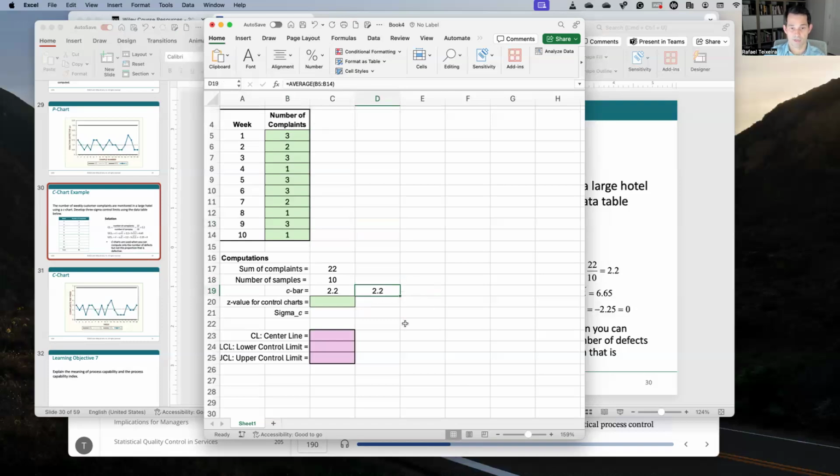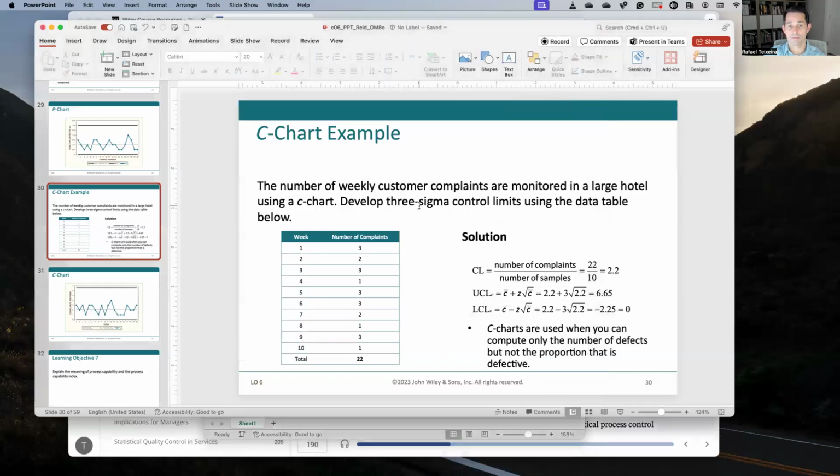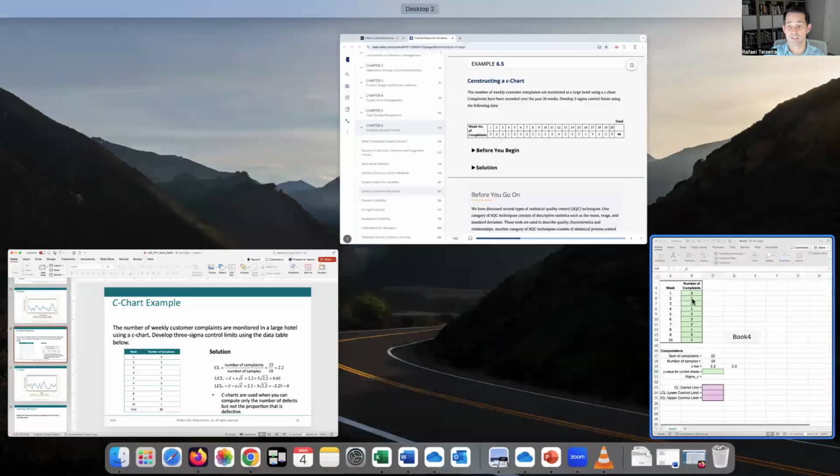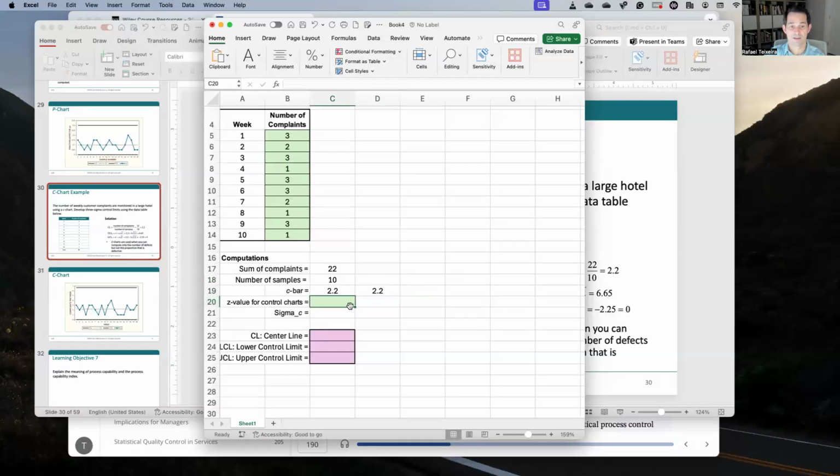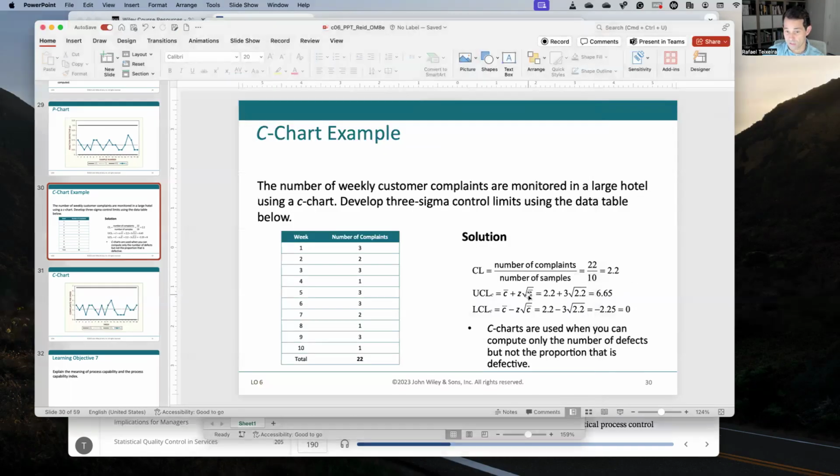So what is the z value for this control chart? The problem says we want 3 sigma, which means three deviations from the average, the C bar: 3 above, 3 below. So that's 3 here. We're going to allow 3 deviations. And then we need to compute the sigma. The sigma is the standard deviation of this counting, and to compute it we use the square root of the average count.